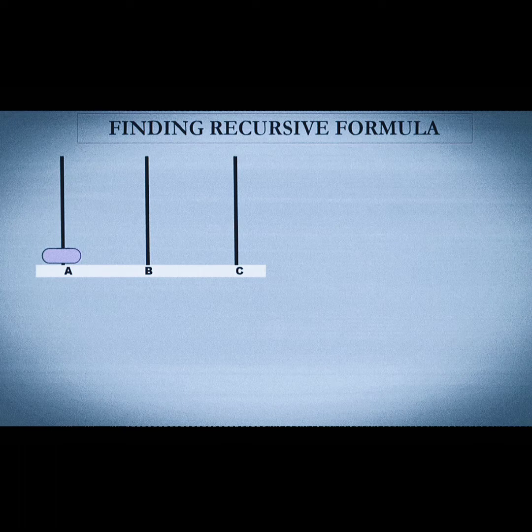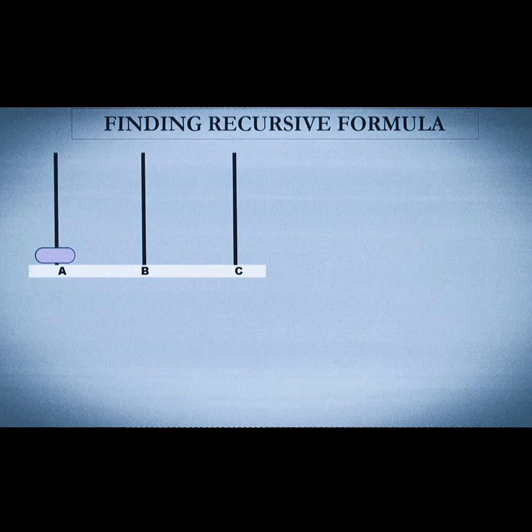Let us find the recursive formula. When n is 1, we have 3 towers and only 1 disk in Tower A. Our goal is to move the disk to the last tower, which is Tower C. We just need to move the disk to Tower C. Then we're done. We completed the puzzle in 1 move.